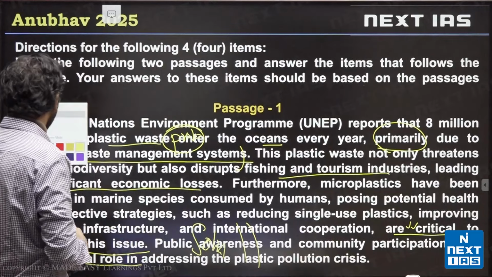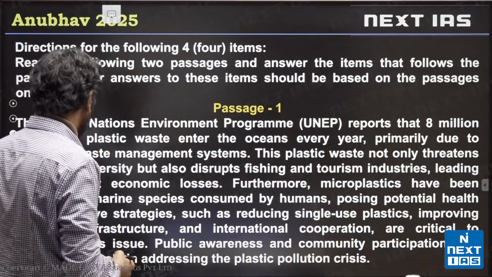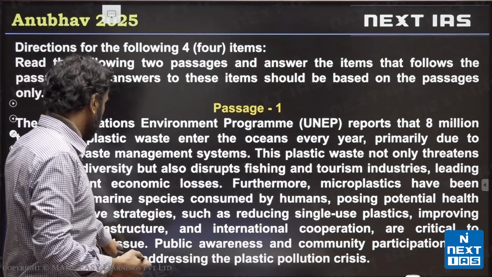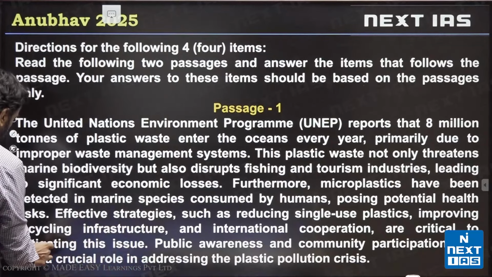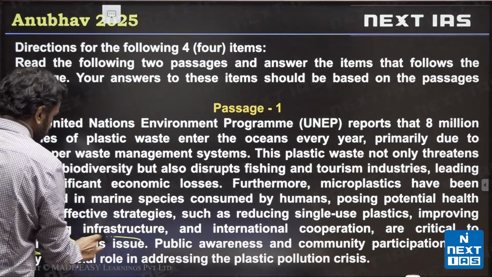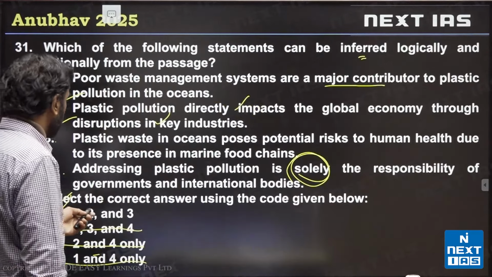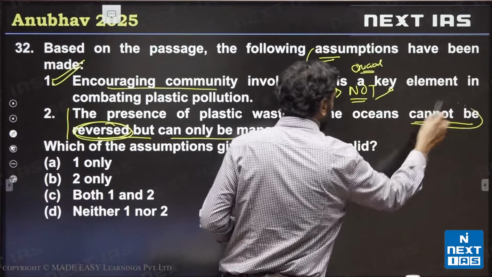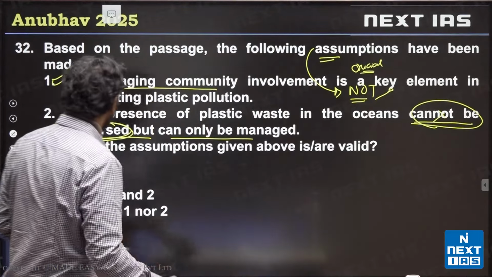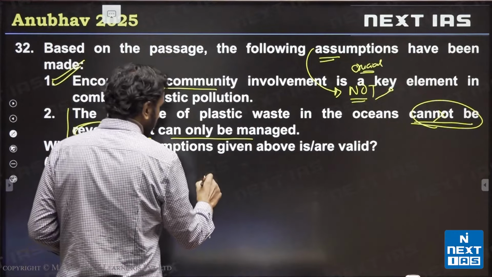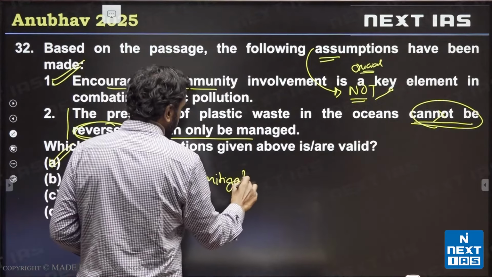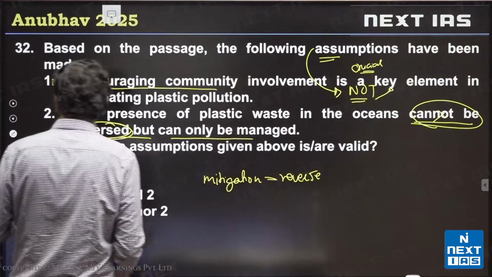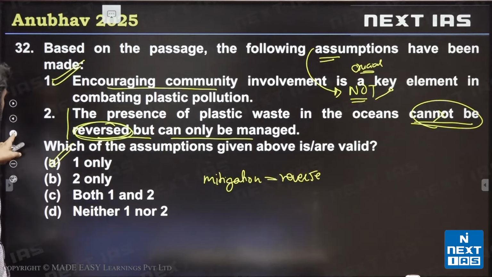Passage was easy for us to navigate. Now we are looking for to what degree we can manage this situation. In addressing the plastic pollution crisis, critical in mitigating this issue. Notice this, mitigating this issue. So we can actually reduce the problem. We can actually reverse the problem. So cannot be reversed is invalid. It's not stated in the passage. It's an invalid assumption. A, mitigation is possible, right? Mitigation is, in this case, reverse. So A is the right answer for question 32.